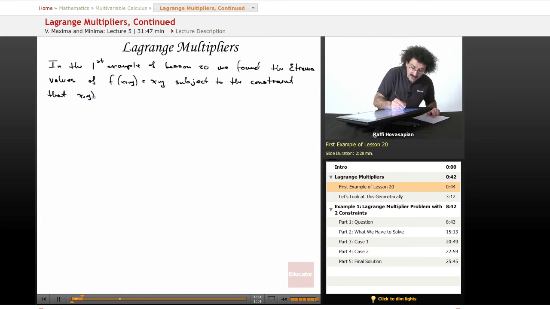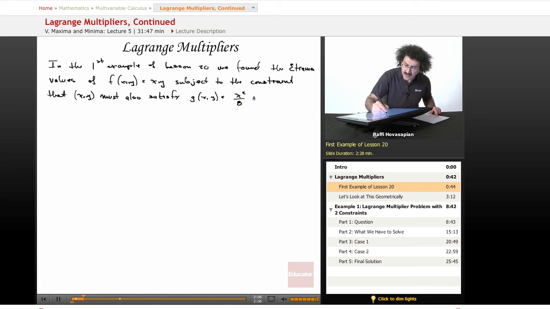that the point x y must also satisfy this function g of x y, which was x squared over 8 plus y squared over 2 equals 1. So we were maximizing or minimizing this function subject to the constraint that the x's and y's that go into it also happen to lie on this ellipse. That's what we were doing.